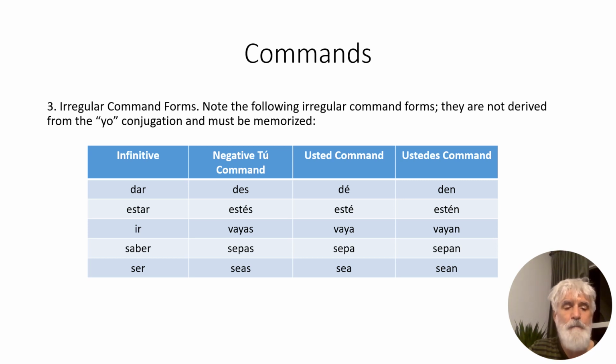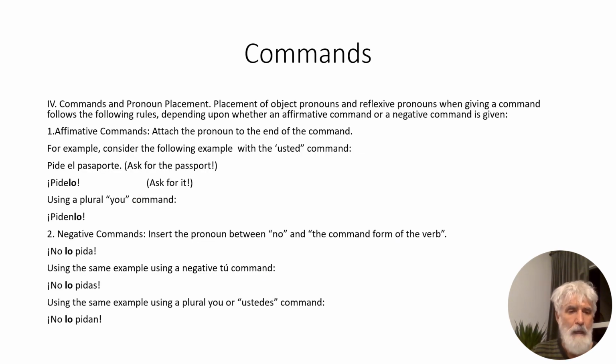There's estar, the verb to be. Here's the verb to go. So if you want to tell somebody don't go, again, you have to learn it. If you want to say tú, don't go, it would be no vayas. If you want to tell someone to go and use the usted form, it's vaya, and you all would be vayan. Here's saber. It's going to be sepas, sepa, and sepan. And to be, seas. Don't be bad: no seas mal. Okay.